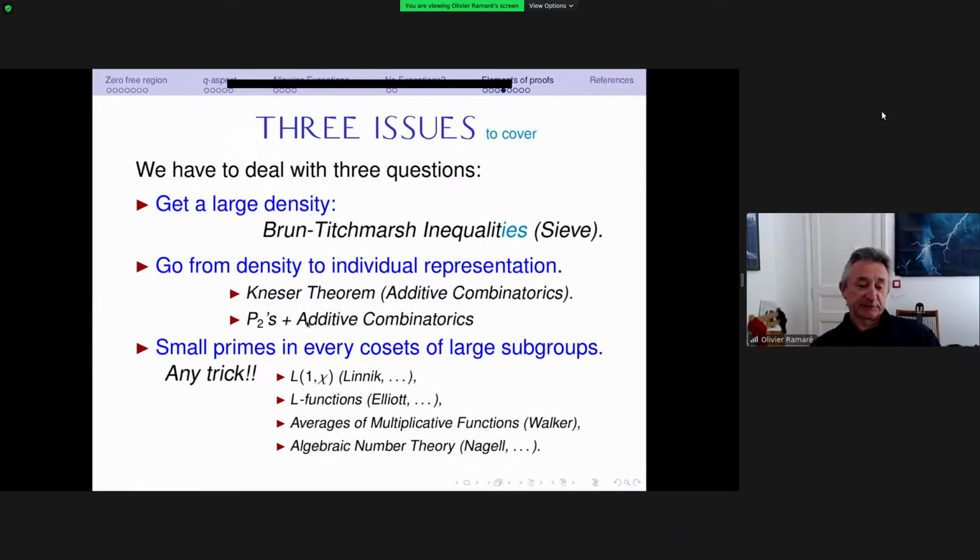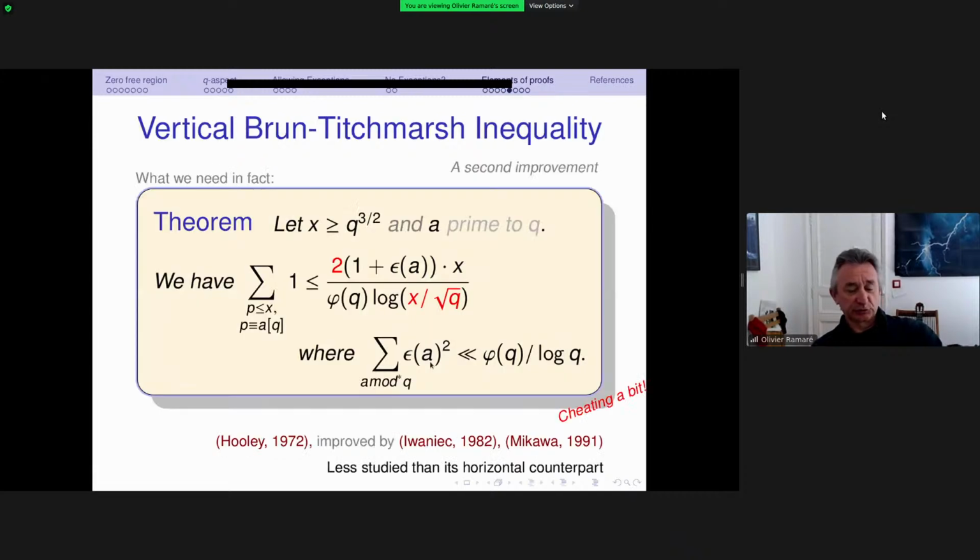So that was what Aled Walker brought at the beginning in what I was doing. He said that if you use some lower bound for L(1, chi), you can avoid the accumulation in a quadratic subgroup. And then we added some other stuff to avoid accumulation in more subgroups. So let me conclude this talk with a vertical Brun-Titchmarsh inequality.